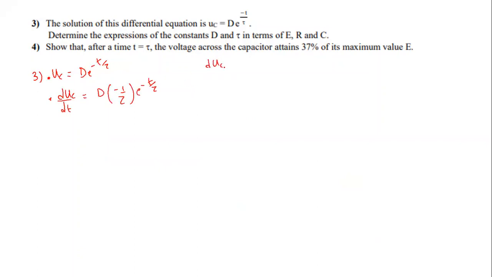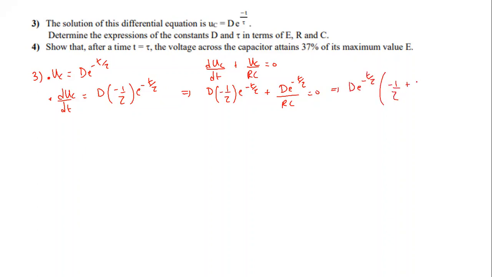The differential equation was of the form duC over dt plus uC over RC equal to 0. So we substitute, and we get minus D over tau e to the power minus t over tau plus uC, which is D e to the power minus t over tau, over RC, equal to 0. We take the common factor D e to the power minus t over tau, between brackets minus 1 over tau plus 1 over RC, equal to 0. This means that 1 over tau is equal to 1 over RC, then tau is equal to RC. This is the first one.